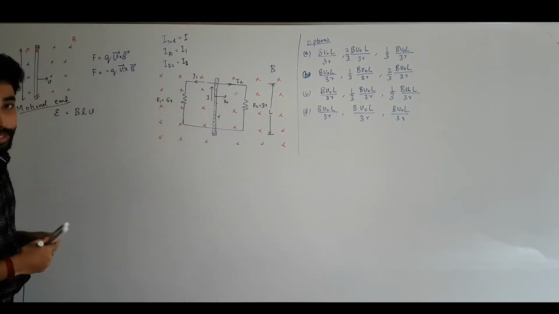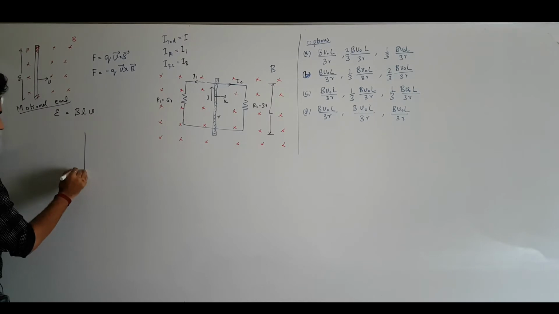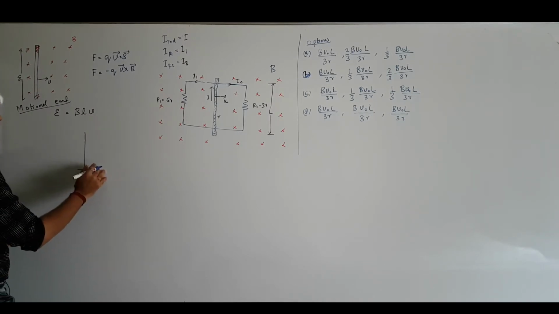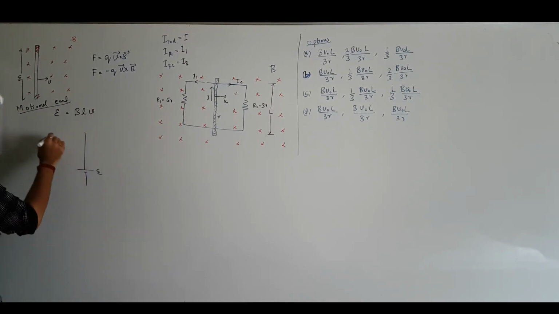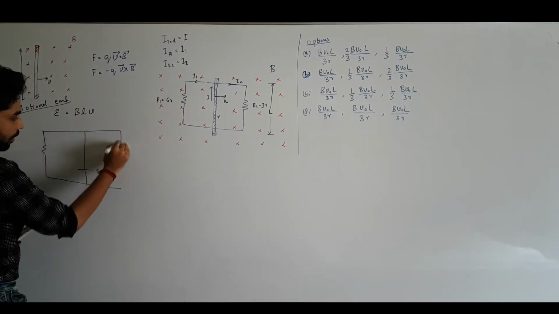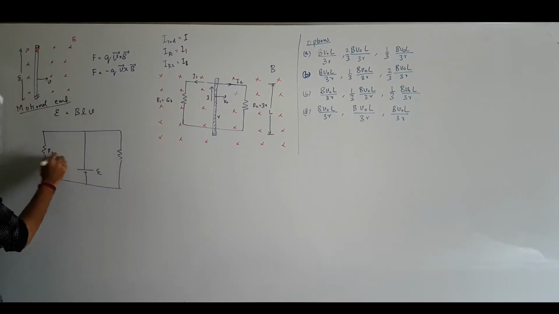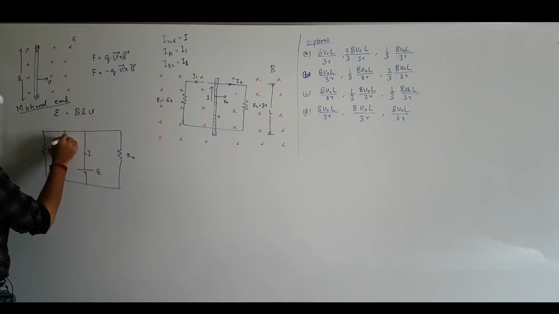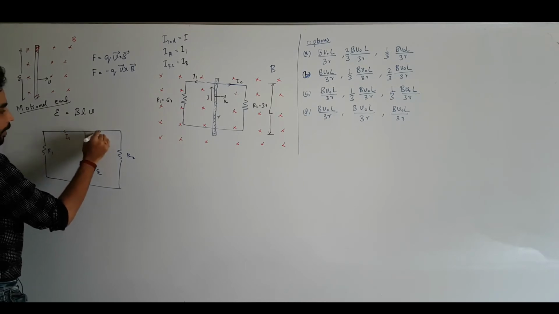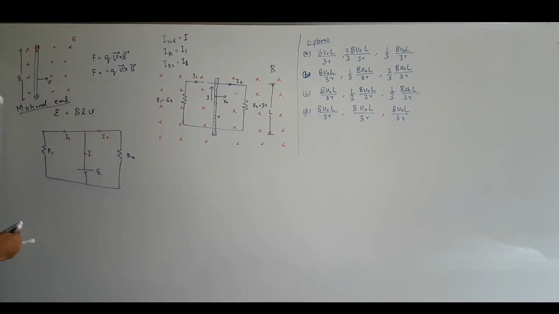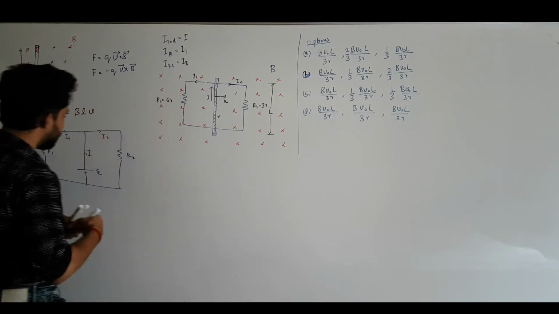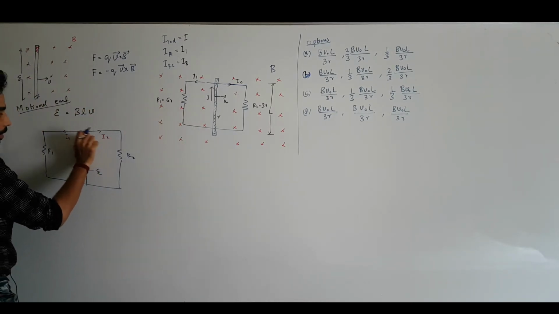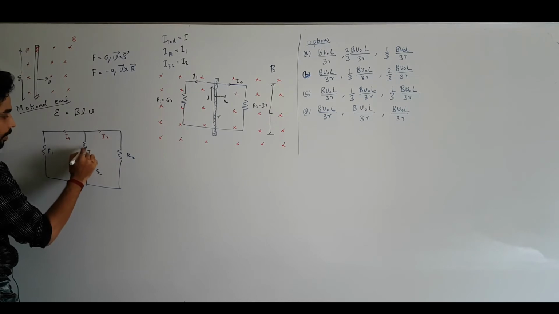So I can represent this circuit as having a cell here which produces an EMF E, and it is connected to two resistors R1 and R2. The current flowing in this rod is I, and the current splits into I1 and I2. Also they have given that this rod has some resistance R, so I will replace this with a resistance R.